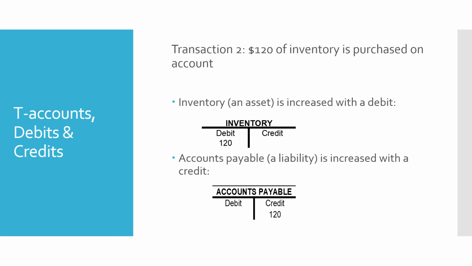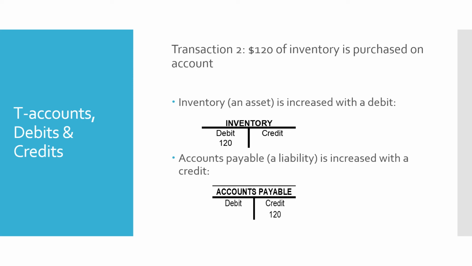Our second transaction, we have a purchase of inventory on account. We know that when something is purchased on account, it basically means that they charged it. And so we owe that amount, and it is referred to as accounts payable. It's a liability. So we're buying inventory. We want to increase our inventory account with a debit of 120. Assets are increased with debits. Accounts payable is a liability. It's increased with a credit. So we are going to credit accounts payable.